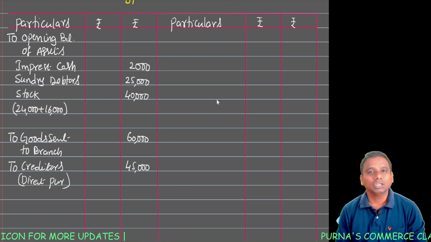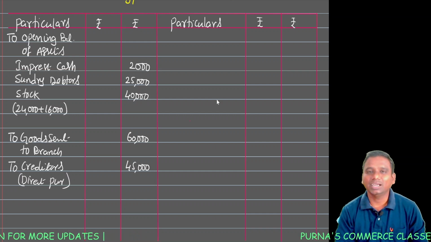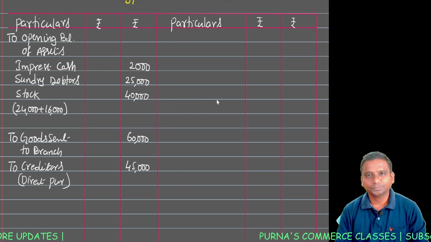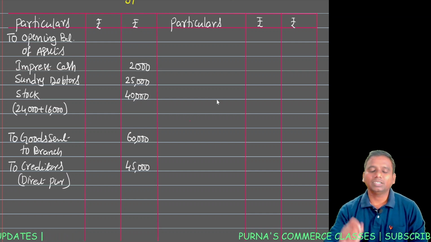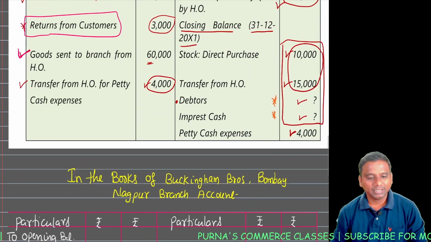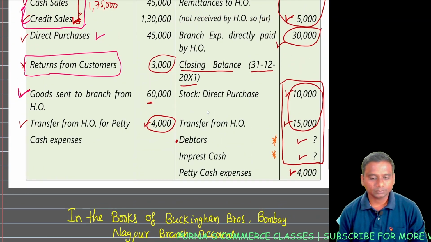What is the next one? Goods returned to head office. Here if you observe, goods are returned by customers. So goods are not returned by the branch, right? Okay, fine. Now next one is what?